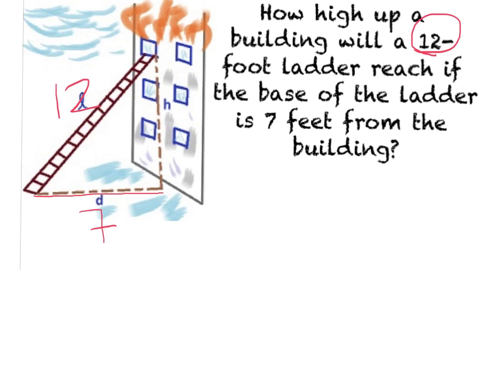Now, if you can't already see the right triangle, here is my right angle. And what I'm trying to calculate is this distance right here. How high up will this ladder reach if it's a 12-foot ladder and the base is 7 feet from the building? So I'm going to go ahead and label that x. All right, so hopefully you see my right triangle that just happened here. And in order to calculate the length of that side, I'm going to need the Pythagorean theorem. So I'm going to write a squared plus b squared equals c squared.